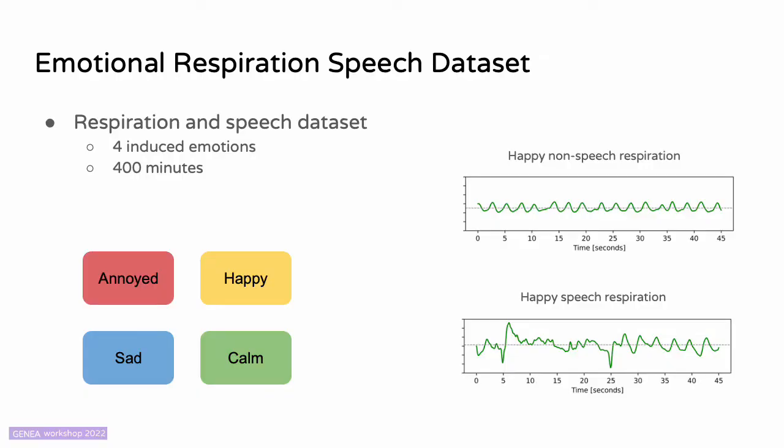With our paper, we present an emotional respiration speech dataset. The objective of the research reported in the paper is to record breathing patterns during speech and non-speech segments under induced emotional responses. With our experiments, we produced 400 minutes of emotional respiration during and not during speech. The emotions that were induced were annoyance, happiness, sadness, and calmness. On the right, you can see an example of 2 respiration patterns during happy emotion. Later on in this presentation, we will tell you all about how we collected this data.